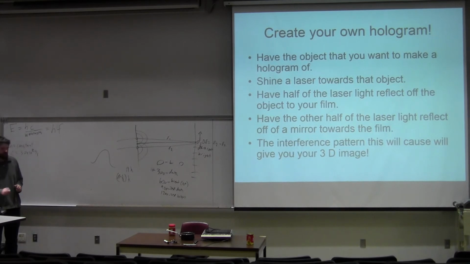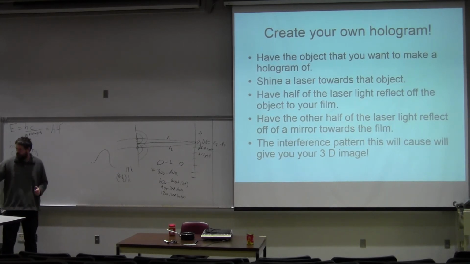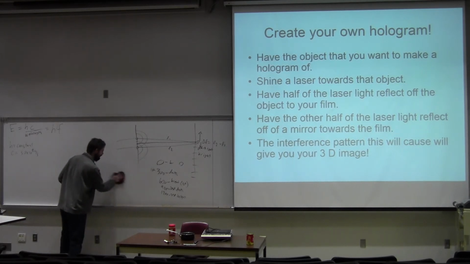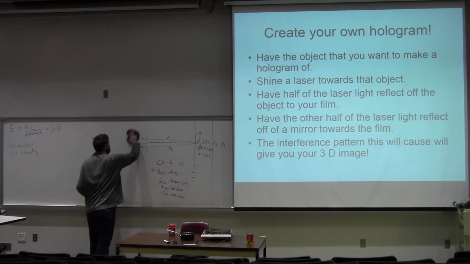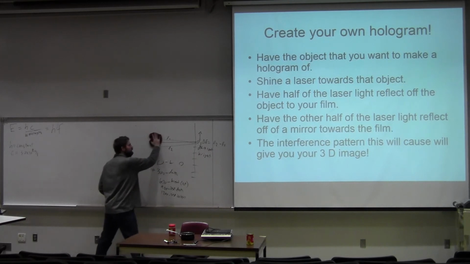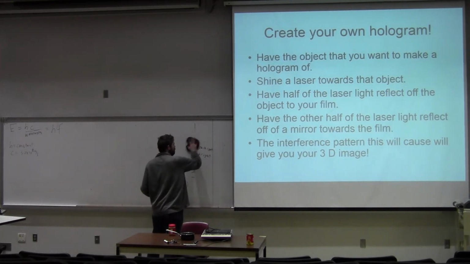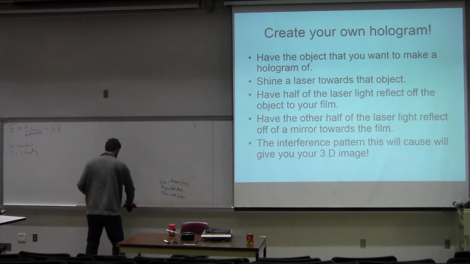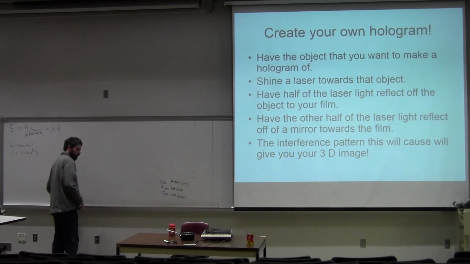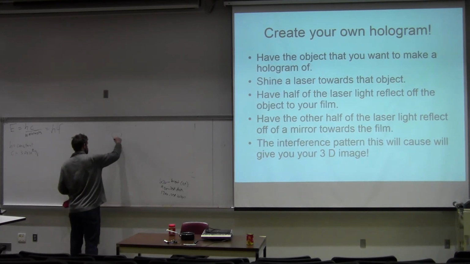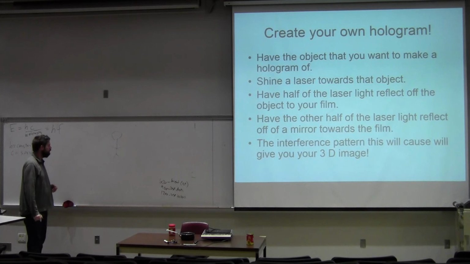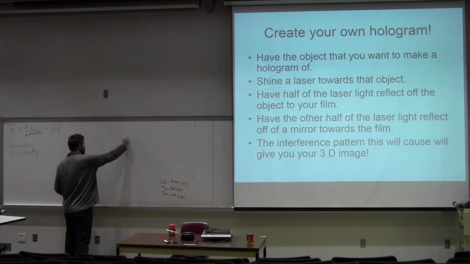So, in order to create your own hologram, the tough part is you need a beam splitter, because you need light to interfere with itself. So you take the object that you want to turn into a hologram. My stick person. I don't know why I want a stick person hologram, but for some reason I do. All right, so I've got my stick person.